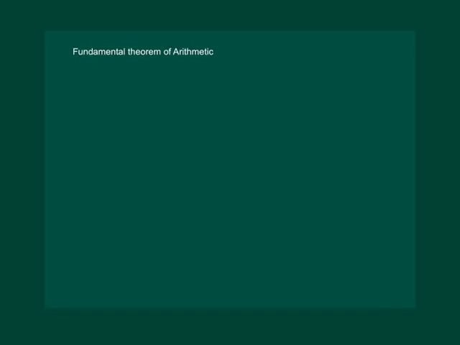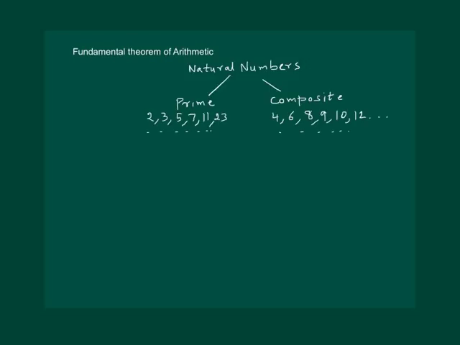Before stating the theorem formally, let us understand that when we talk of natural numbers, they can be prime and composite. Now the question arises, can all the composite numbers be produced by multiplying two or more prime numbers?